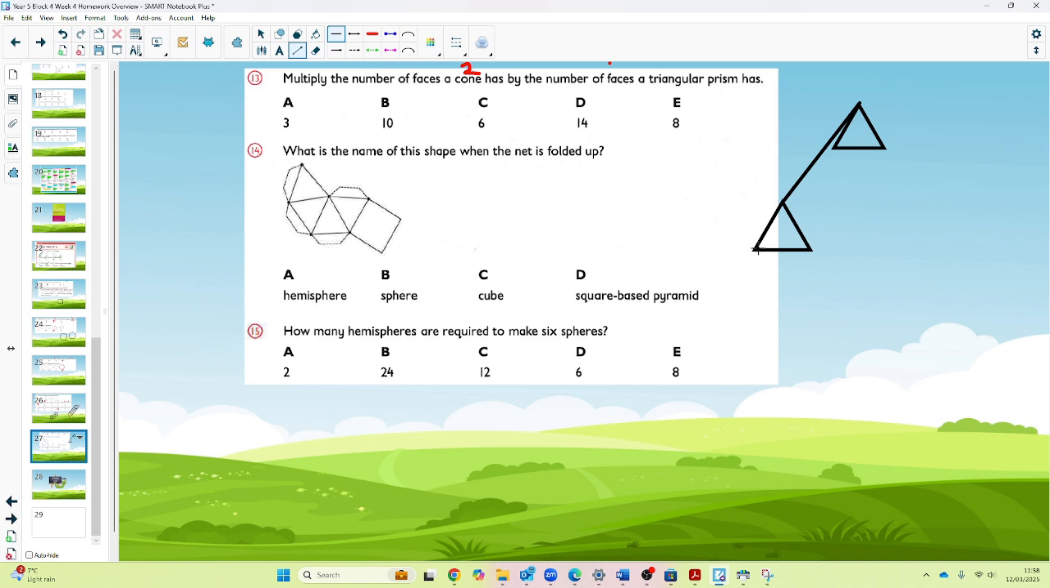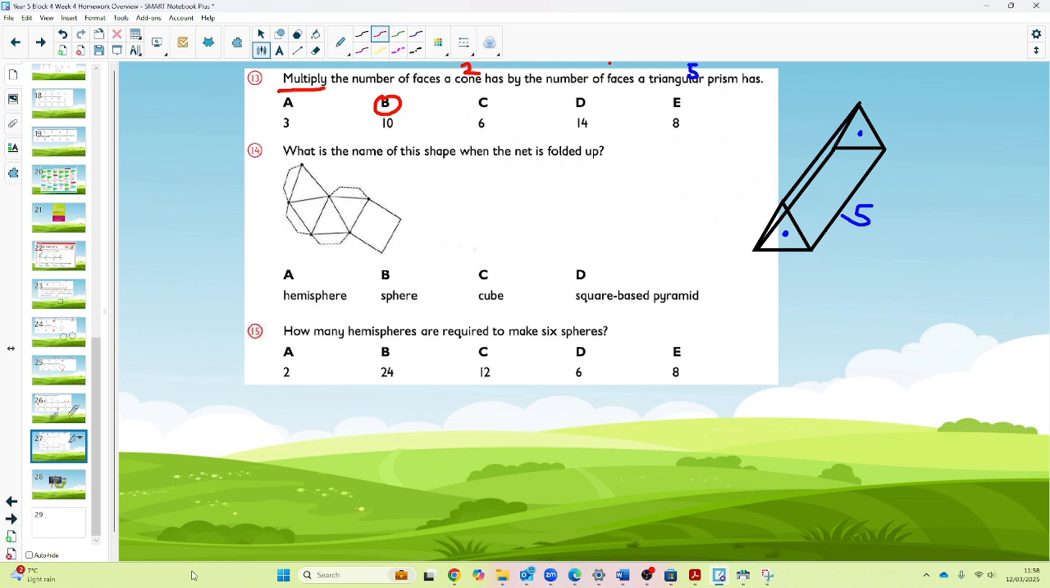We've got the triangular prism drawn out. So the number of faces is 5 because, let me just show you, we've got 1 here, 1 here, and then 3 going around the middle if you like. So 5 in total. So we're going to do 2 times 5 to get our answer, and of course that is 10. It's important we are multiplying and of course not adding.